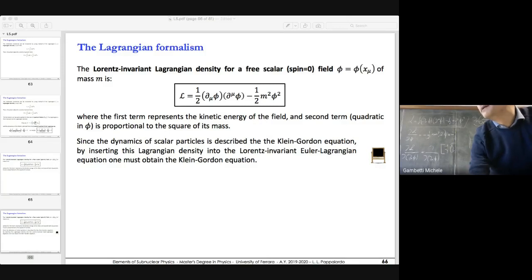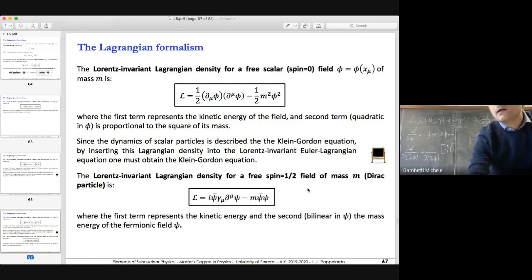Let's come back here. So this was for a scalar particle. Let's now see what happens for a spin-1/2 particle. The simplest Lagrangian density for a spin-1/2 particle, so for a Dirac particle, is written here. It is i ψ̄ γ^μ ∂_μ ψ, where ψ̄ is the adjoint spinor, and then we have this bilinear term for the mass. The first term again is the kinetic energy, and the second term, which is bilinear in the field ψ, is the mass of the fermionic field ψ.